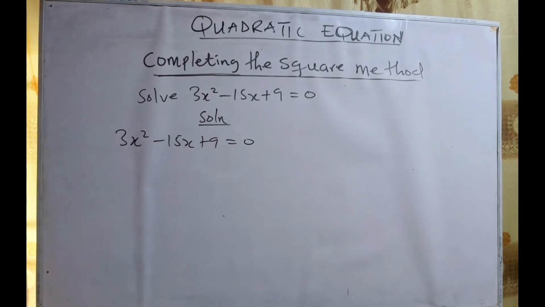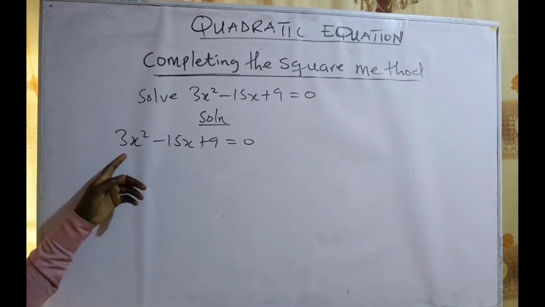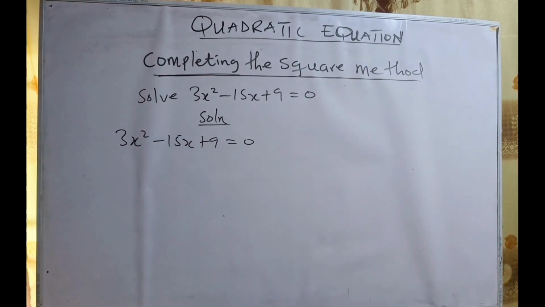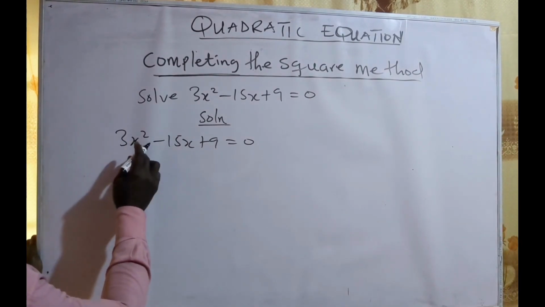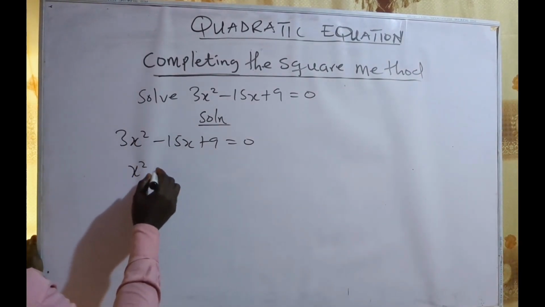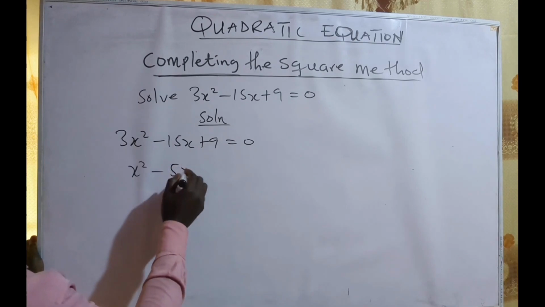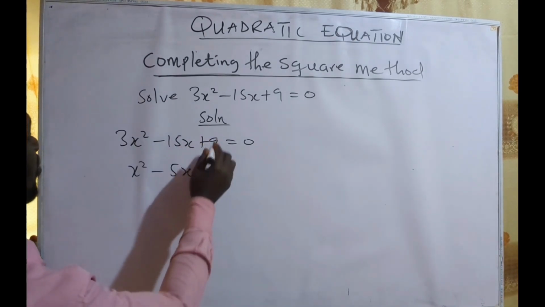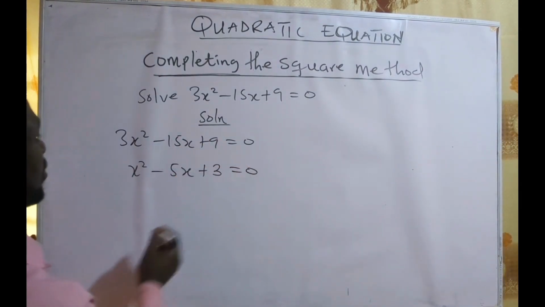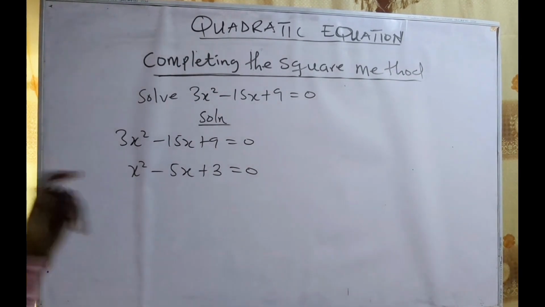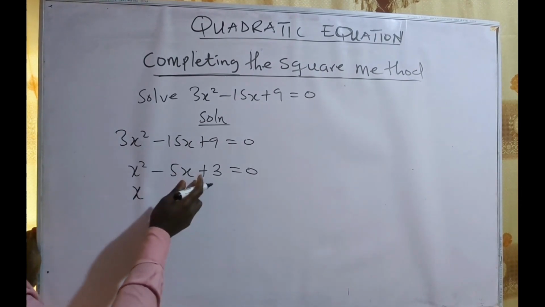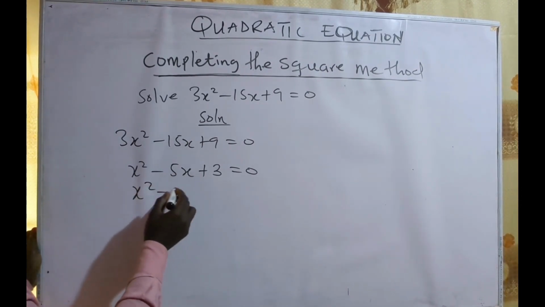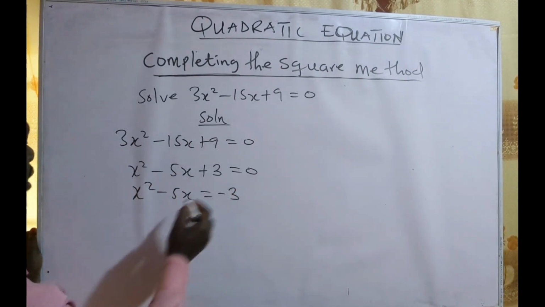Okay. So here, what we do is that we make sure that the coefficient of the x squared is 1. The coefficient of the x squared is not 1. So we are going to divide through by 3. So 3x squared divided by 3 will give me x squared, minus 15 divided by 3 will give me 5, and 9 divided by 3 will give me 3, equal to 0. Alright. Then what we do is to take the constant to the other side of the equal sign, so that we can perfect the square of the binomial: x squared minus 5x equal to negative 3.